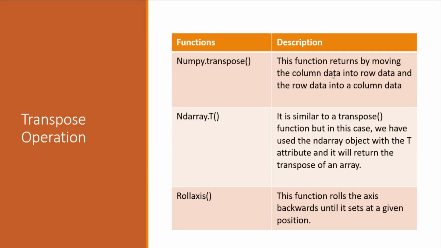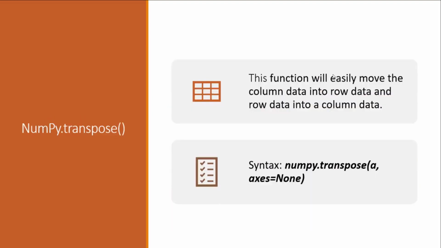Now we will discuss our next operation, the transpose operation. The following list of functions is mostly used for transposing an array in NumPy. Let us briefly understand the first function, numpy.transpose. Suppose you have an input array of shape m, n, where m is the row and n is the column. Now we want to interchange the array's rows and columns. By using numpy.transpose, we can easily move the column data into row data and the row data into column data. Following is the syntax to transpose the array in NumPy.